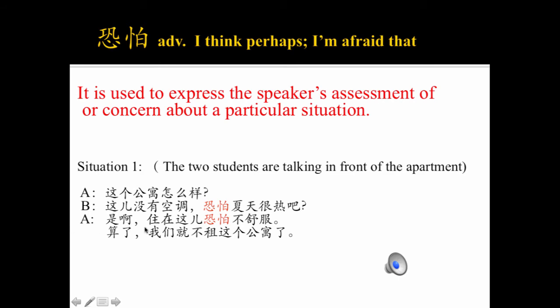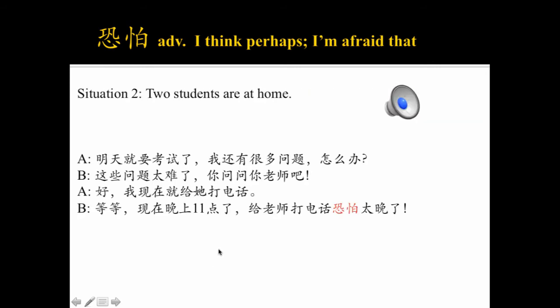And then A agreed that 住在这儿恐怕不舒服。We won't feel very comfortable. I'm afraid we won't feel comfortable living here. Okay, so they used 恐怕 to express assessment and concern about living here. Next, let's listen to another example.